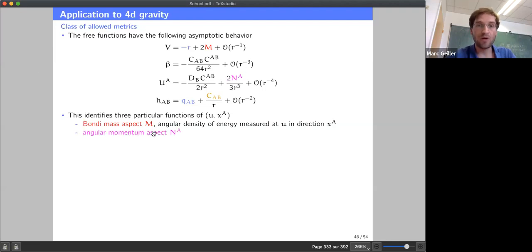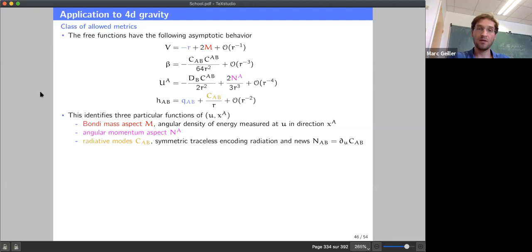Now in purple, we also have the angular momentum aspect. We had this in our 3-dimensional solution space too, but there the angular part was just 1-dimensional. It was not a celestial sphere, but a celestial circle. We only had one component of angular momentum aspect. So now in 4 dimensions, this is replaced by 2 components of angular momentum aspect, N_A. So this for the moment just generalizes what we had in 3 dimensions.